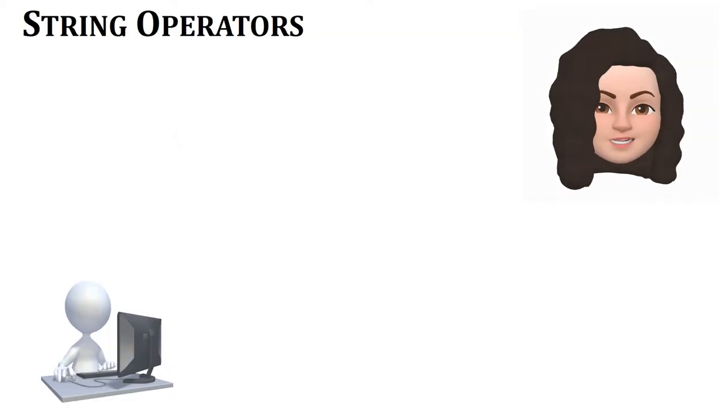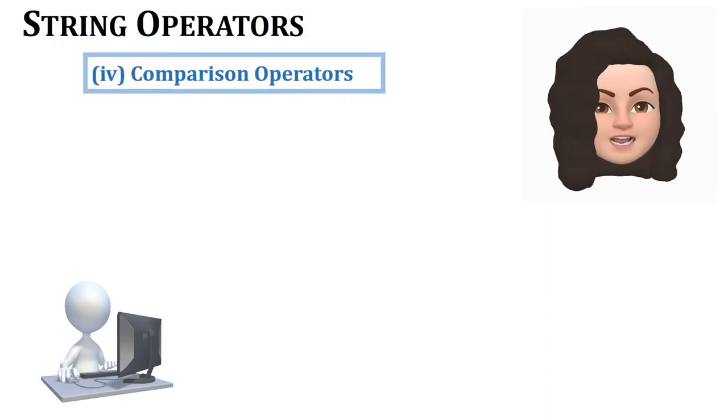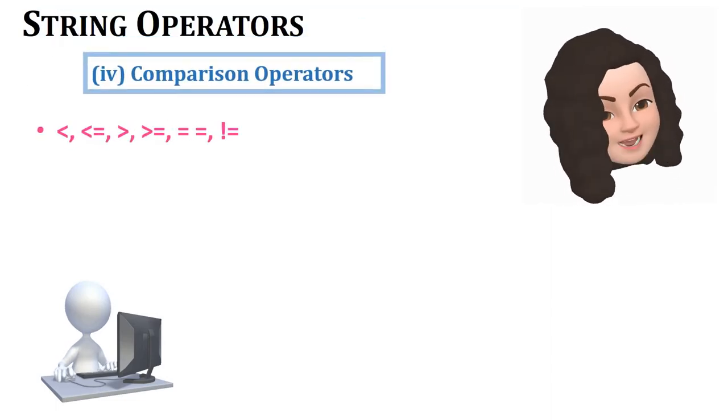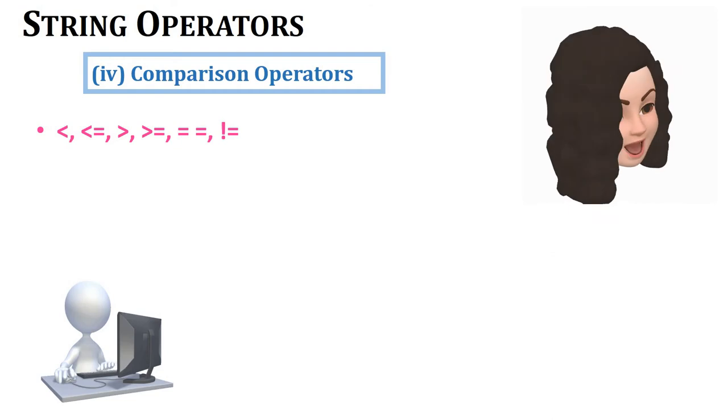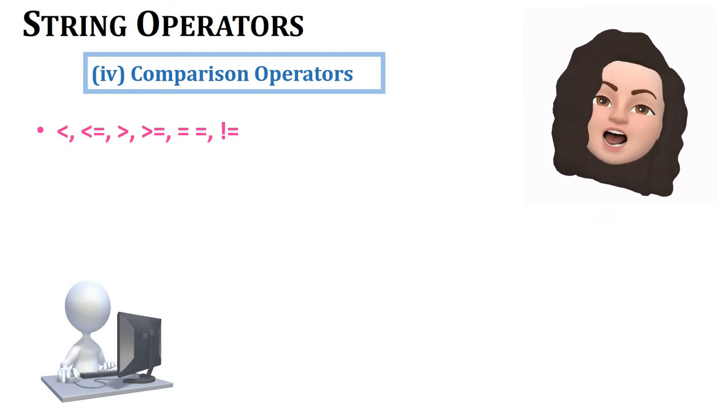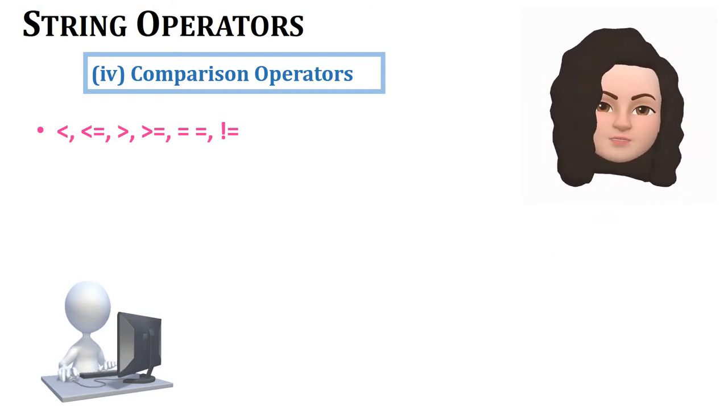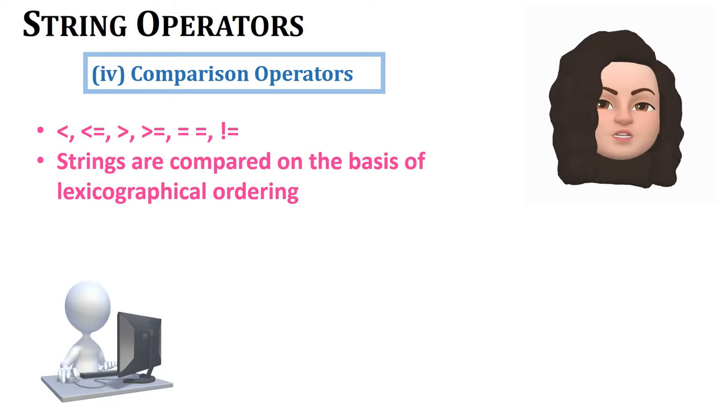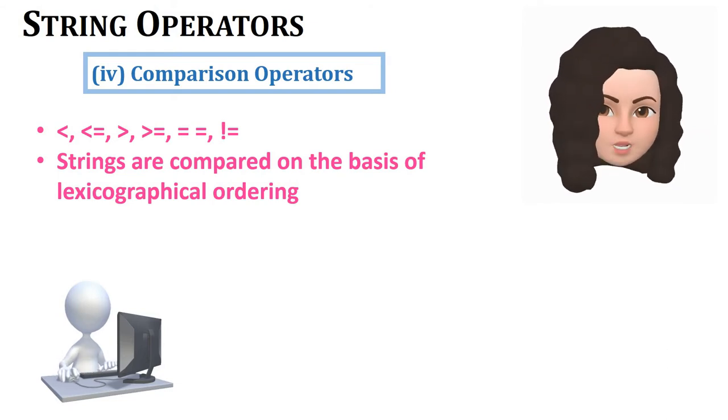The next string operator is the comparison operator. What are the comparison operators? Less than, greater than, less than or equal to, greater than or equal to, equal to, and not equal to. So how are strings compared using comparison operators? On the basis of lexicographical ordering. So do you know what lexicographical ordering is? The order which we follow in the dictionary, alphabetical order. That is lexicographical ordering. Okay.